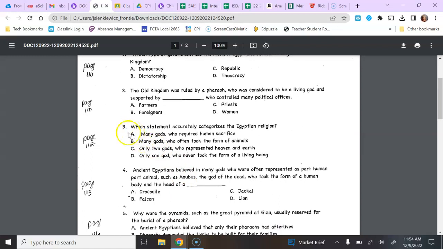Number 3, we're going to find on page 112 in your textbook. And the question is, which statement accurately categorizes the Egyptian religion? A, many gods who required human sacrifice. B, many gods who often took the form of animals. C, only 2 gods who represented heaven and earth. Or D, only 1 god who never took the form of a living being.